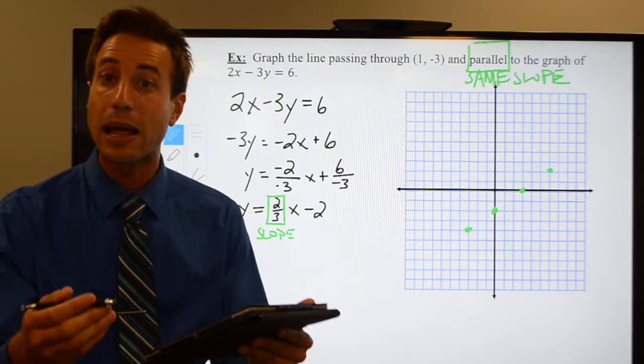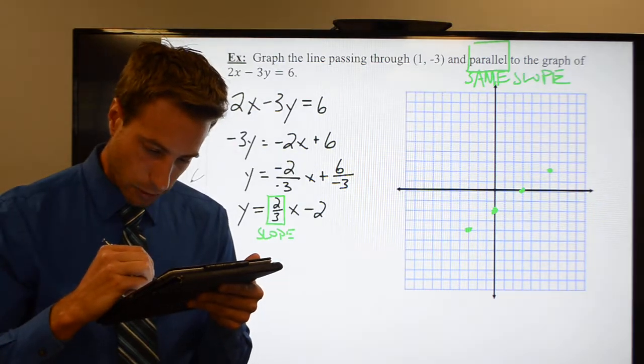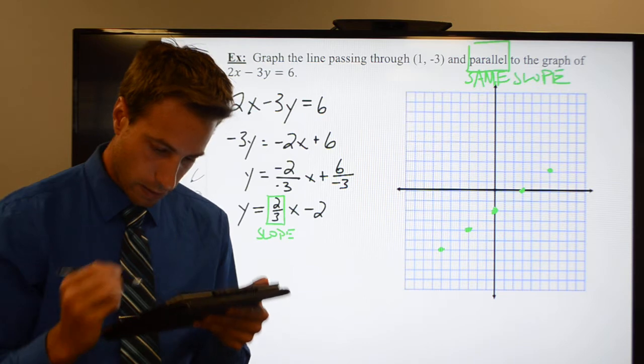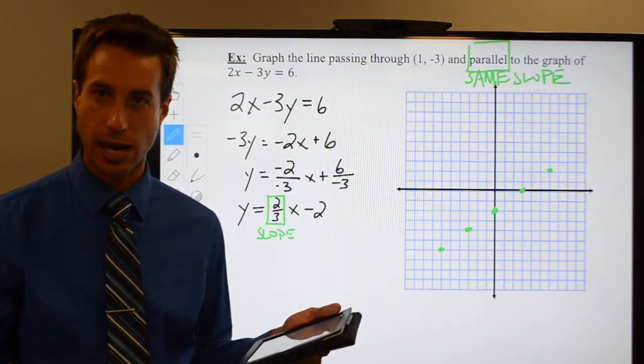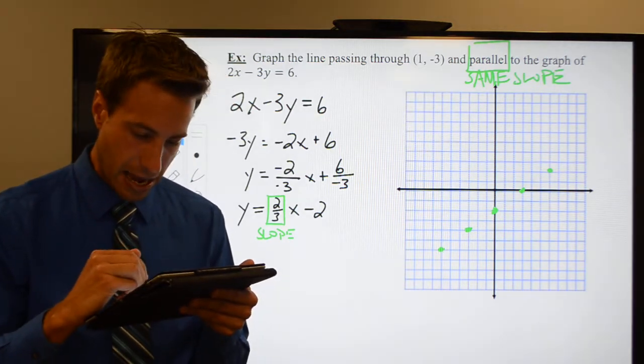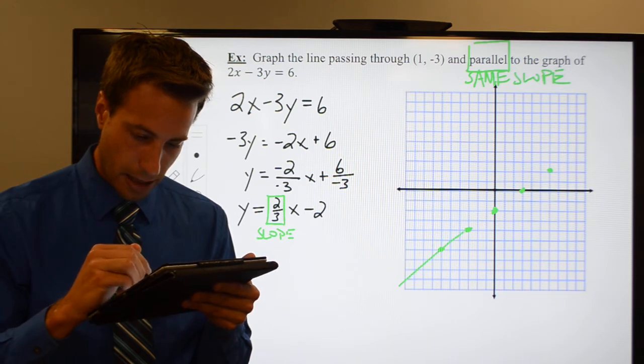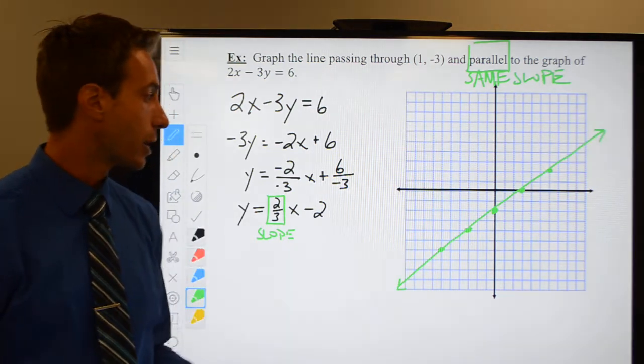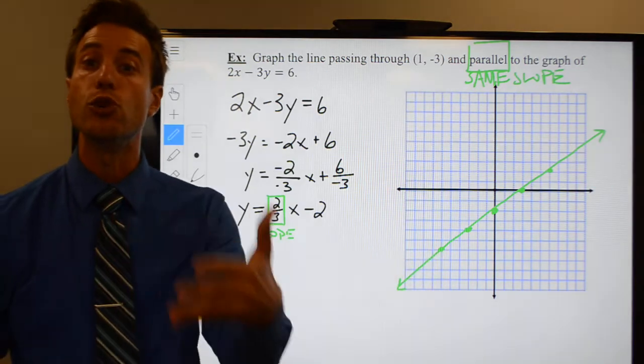Worked out so well, let's do it again. Down 2, back 3. Just keeps working every single time, right? Yay math. Here we go. Let's draw my line through my points. That's not bad. I'll take it. So there we go. I've now graphed the line that you were given.